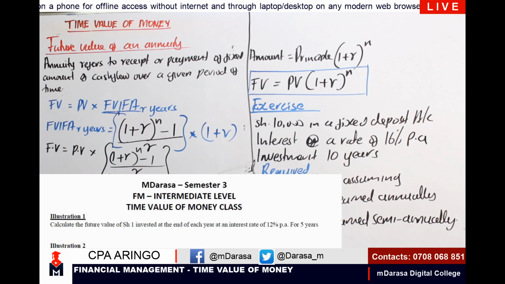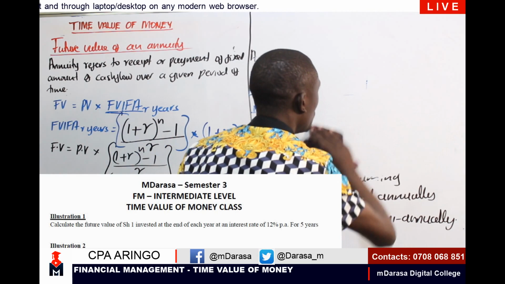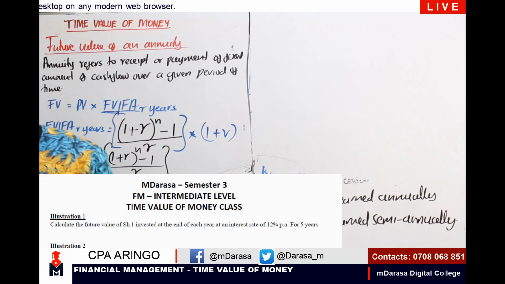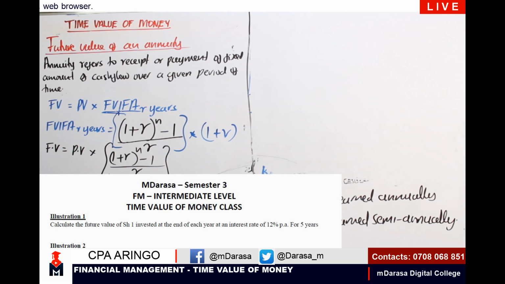In this case, I need to calculate the future value of that amount, which is 1 shilling. That is very direct. These are what I want us to do so that you understand this concept clearly. You need to calculate the future value of 1 shilling invested at the end of each year at an interest rate of 12% per annum for 5 years.